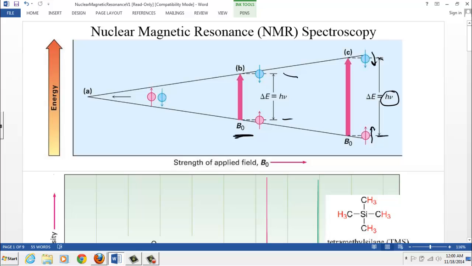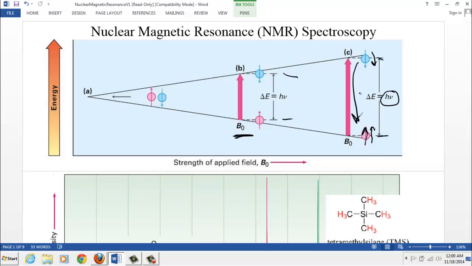The nuclei gain that energy so they can do the harder task of being upside down, and then later the nuclei can relax, flip back to the normal state, spin up, and release that energy again, and actually emit radio waves. And the NMR spectrometer can pick up those two phenomena. You can either shine radio waves and watch the absorption of radio waves, or we can wait for the nuclei to flip, re-emit the radio waves, and pick those back up again.